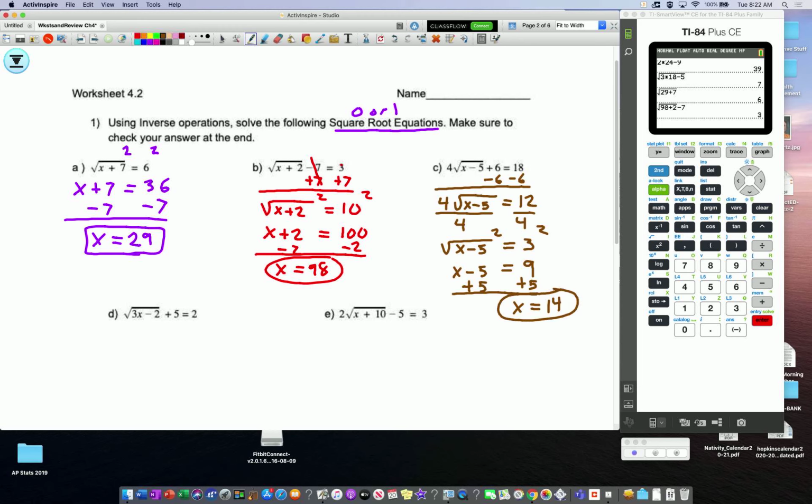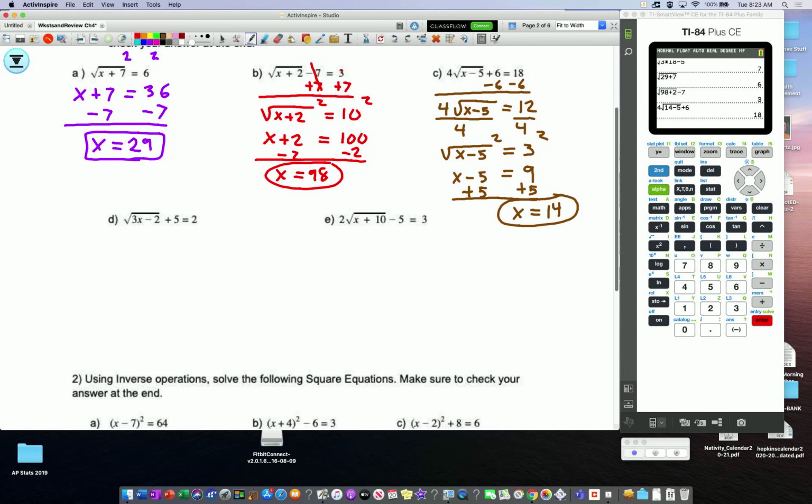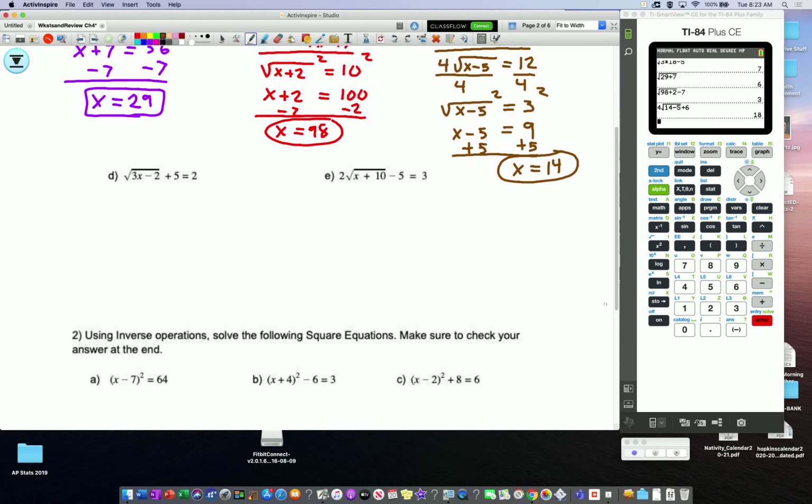Well, let's check if I did it right. 4 times the square root of 14 minus 5. Pull outside the parentheses, plus 6. So when I hit enter here, it better equal 18. And sure it does. All right, got the first 3 done. Let's keep on plugging away. Notice how so far we've had one solution on all of these.